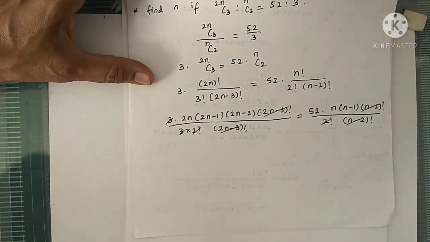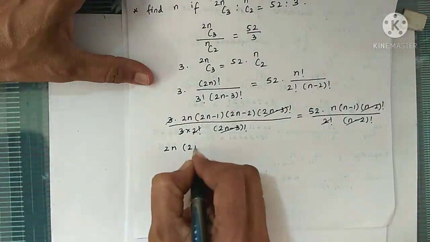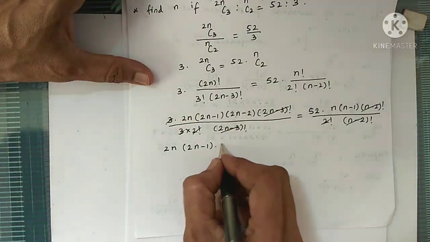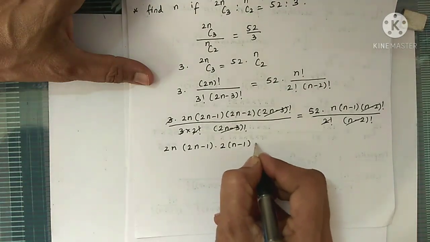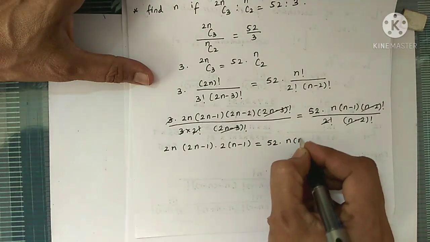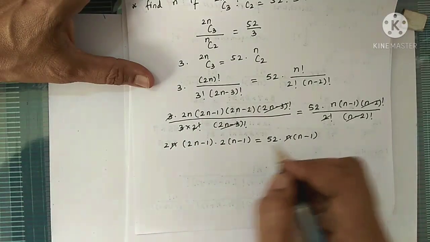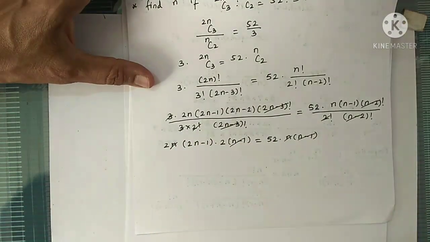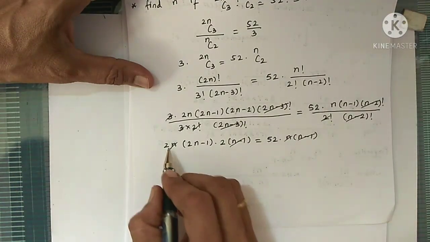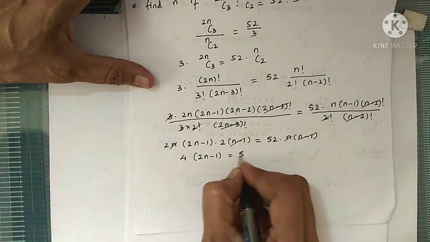Now let's write the remaining terms first and then simplify. So 2n, then 2n minus 1. From these two terms I can take 2 common, so that now it is n minus 1, and in the right hand side also we have n minus 1. So we can cancel that. 52 n minus 1. Now further this n gets cancelled from both the sides and n minus 1 gets cancelled. So we have only one term in n. So this is 2 into 2, 4, into 2n minus 1 equal to 52.